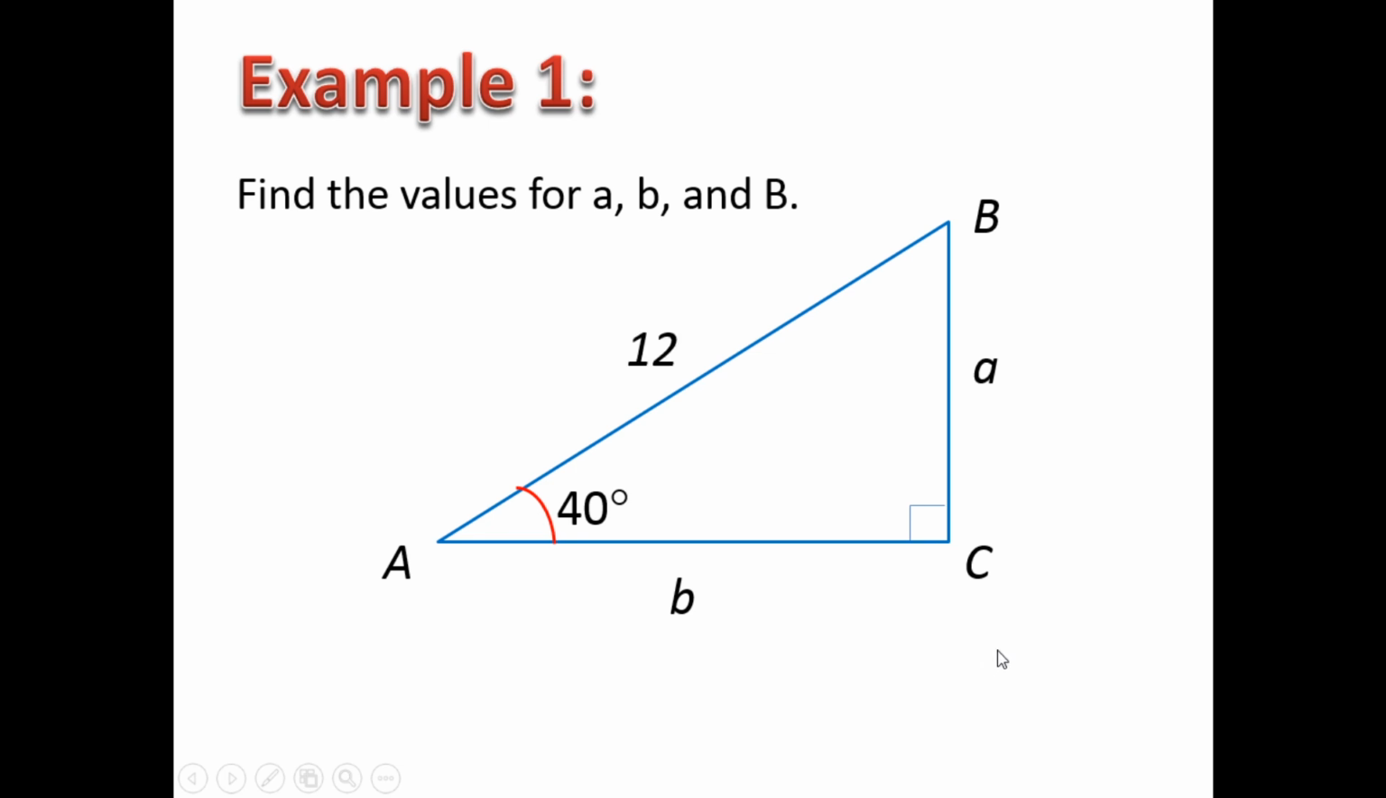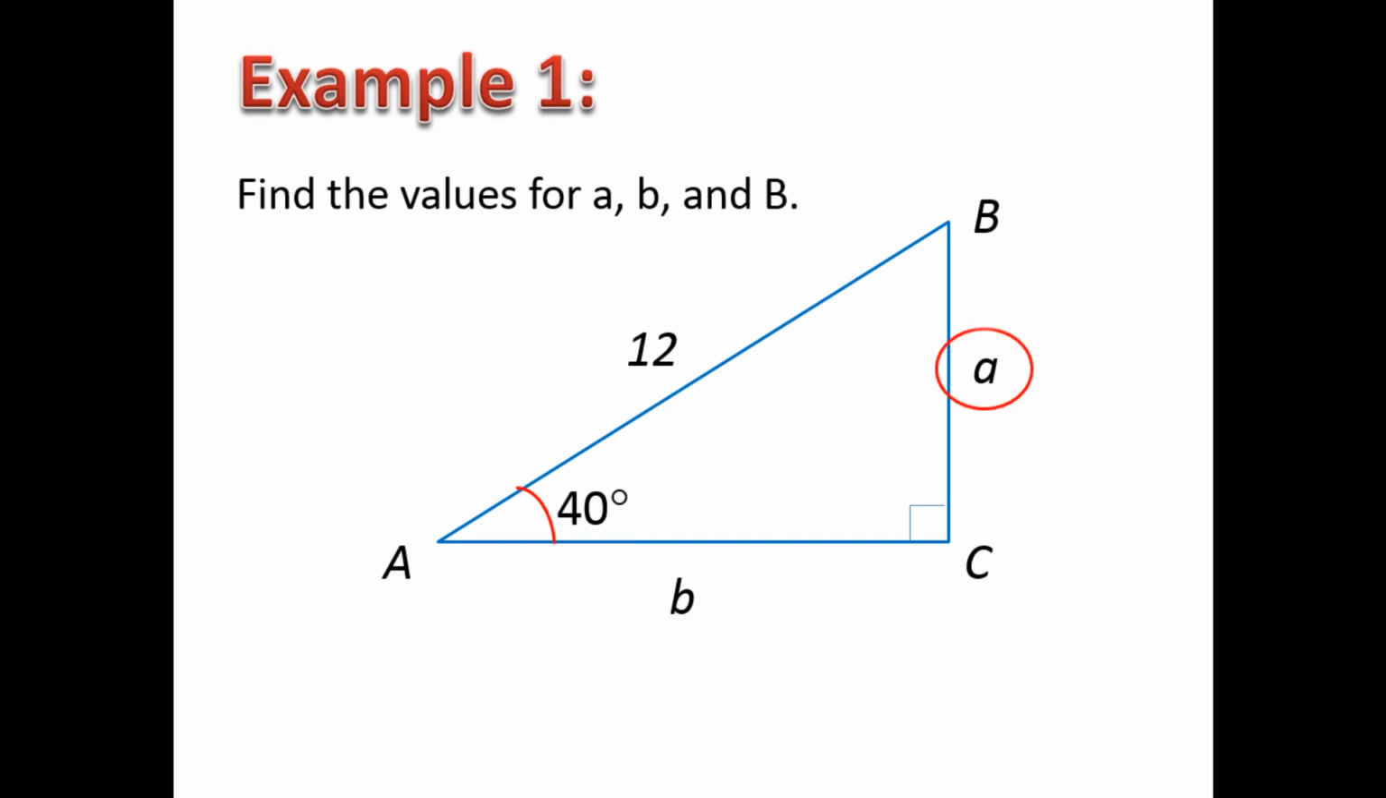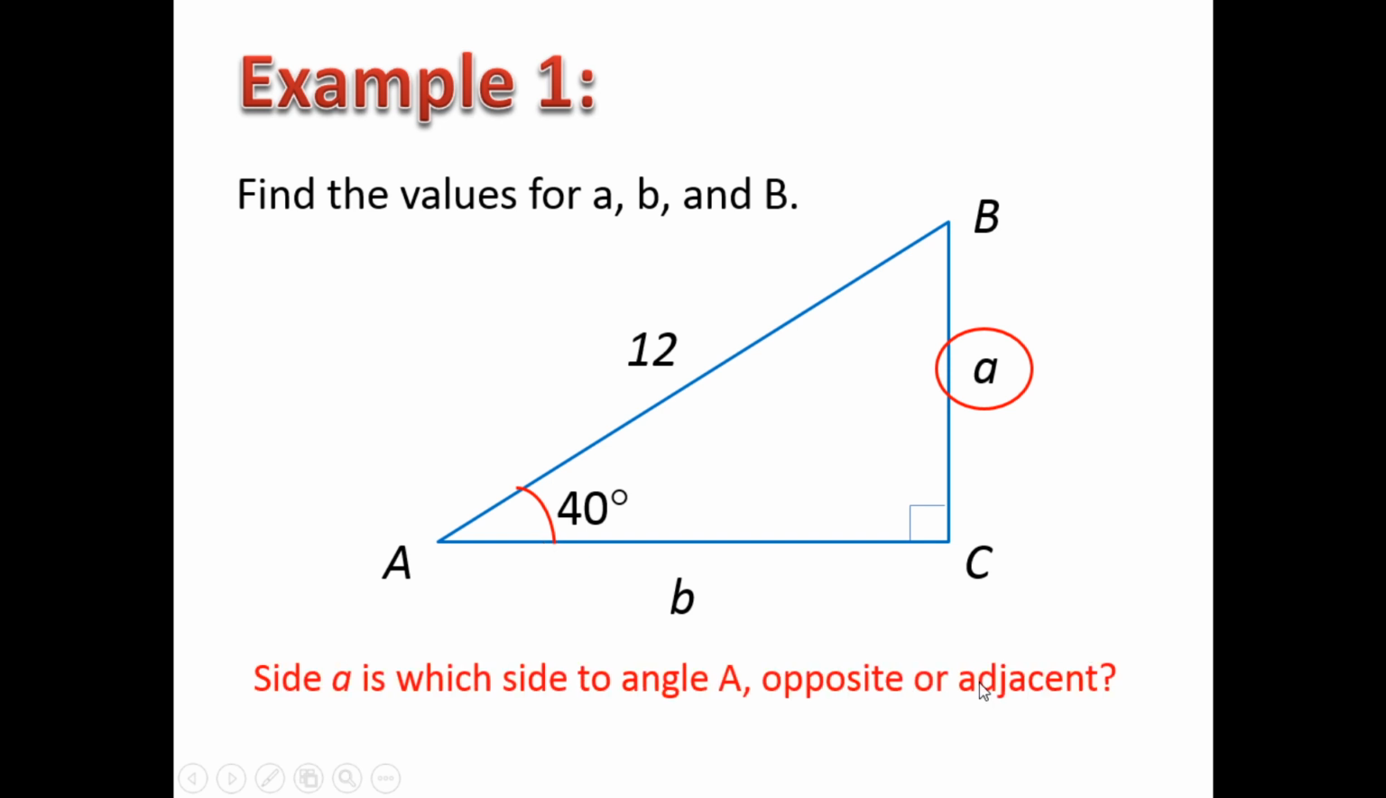Okay, so now let's do one problem like this. Find the values for a, b, and capital B, the angle B. One thing we notice is we know the base angle is 40 and the hypotenuse is 12. That means we can use all those ratios, such as cosine, sine, and tangent. To solve for a, which is the opposite side, we have the opposite, the hypotenuse, and the base angle. So we need to apply the ratio of sine of theta, so sine of 40.